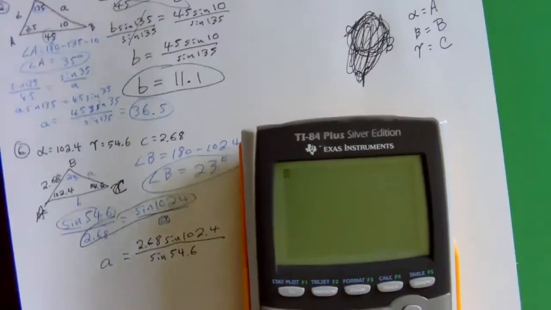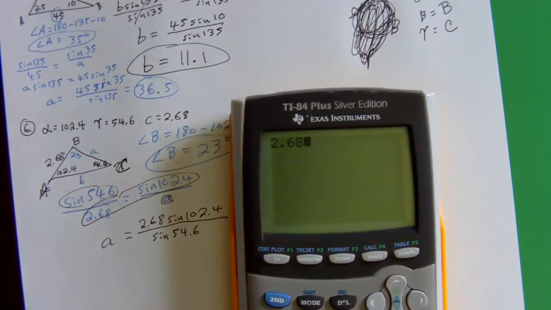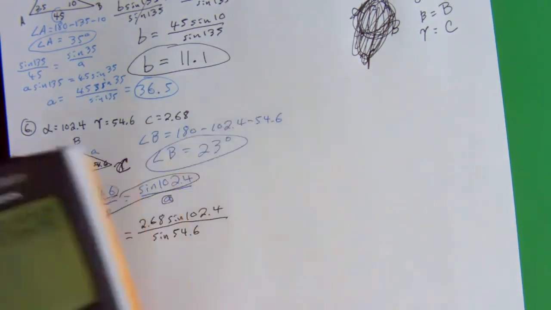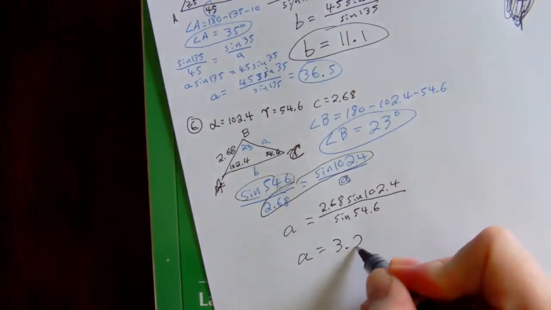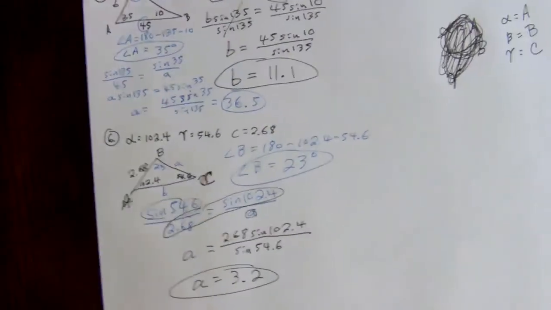Okay, so we got 2.68 times the sine of 102.4, and we're going to divide it by the sine of 54.6. And then I'm going to get a 3.21 or a 3.2. So nearest tenth, I go 3.2 for the little a. And then we're going to do another little proportion here.